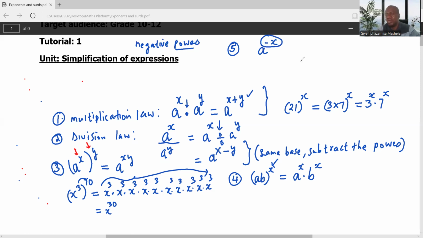We want to change this to be positive. To do that, a to the power minus x is the same as 1 divided by a to the exponent of x. That is the answer for that. So all the time when you are dealing with negative powers, to change them to positive powers, they have to be in the form of a fraction.